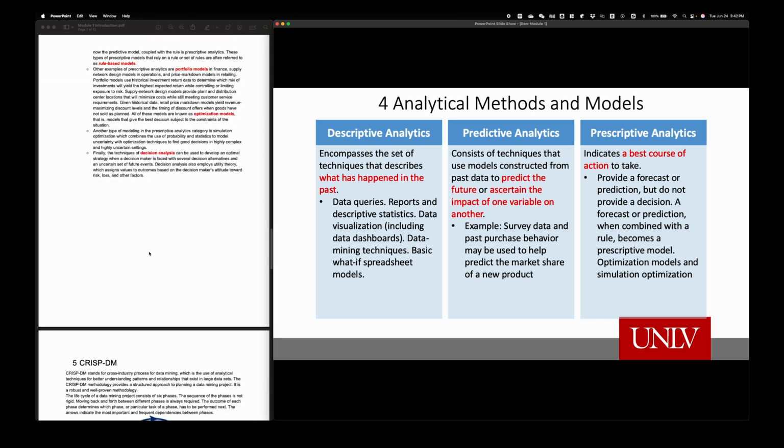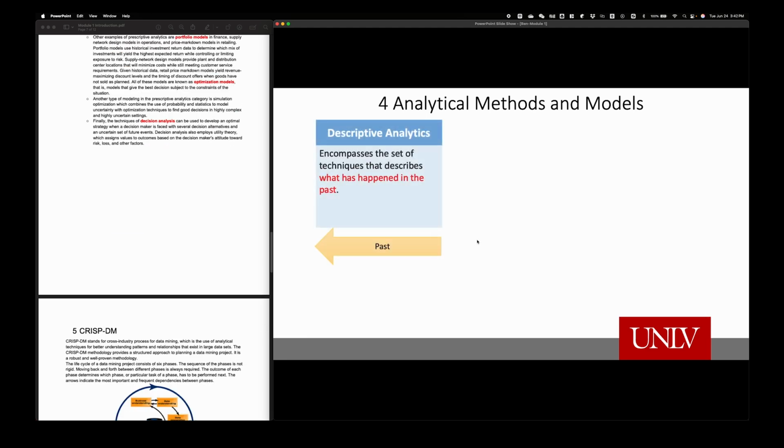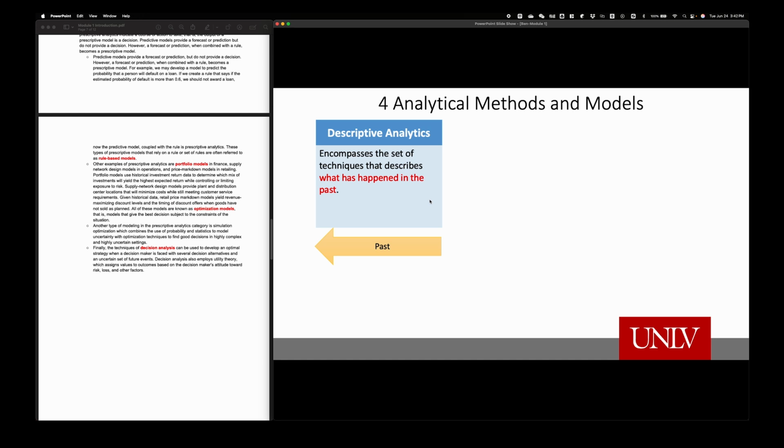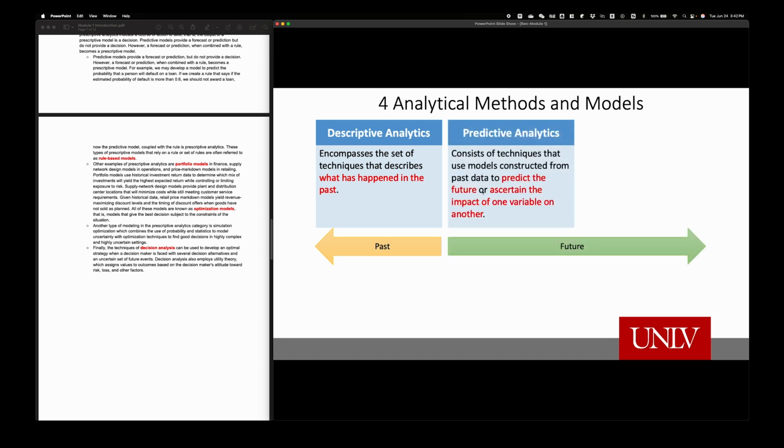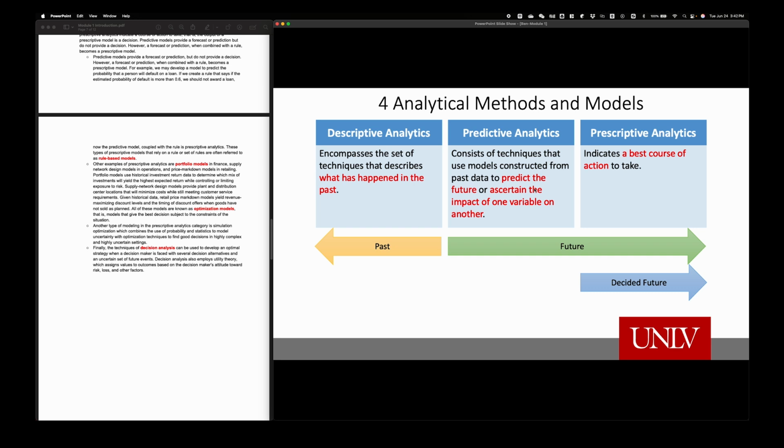In other words, descriptive tells you what happened, predictive tells you what might happen, and prescriptive tells you what to do and helps you change the future. So this is how analytics empowers modern business, not just to understand the past, but to predict the future and actively shape better outcomes.